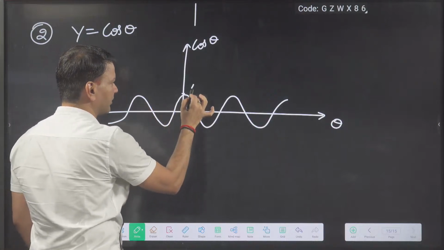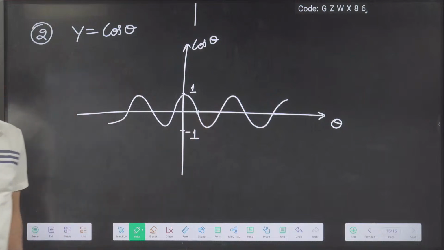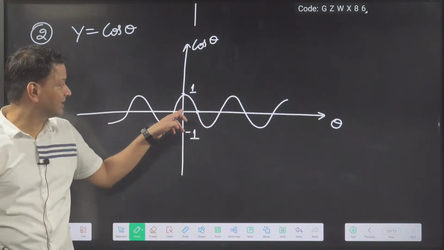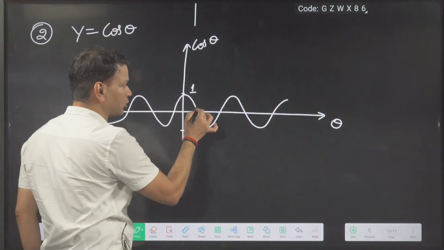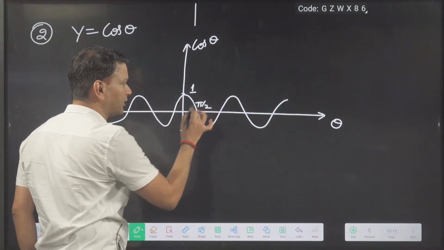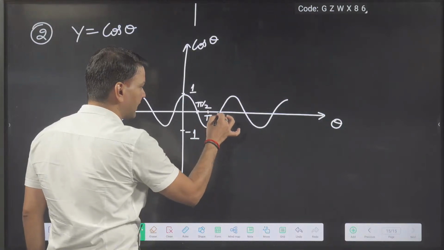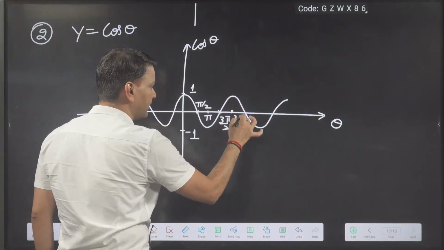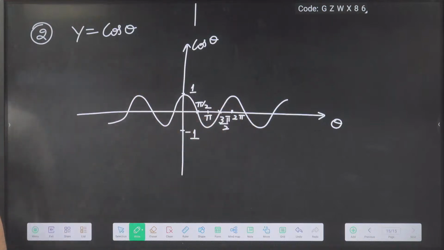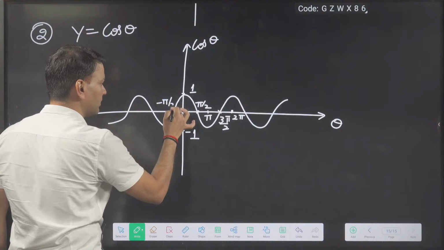Here you get 1, here you get minus 1. First cos 0 is equal to 1, and when we increase the angle, cos 90 is equal to 0. So here, 90 means pi by 2. Then next you get pi, then 3 pi by 2, then 2 pi. Like that, you keep adding pi by 2. And here you will get minus pi by 2 and so on.